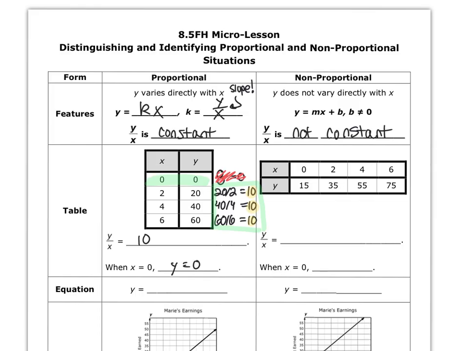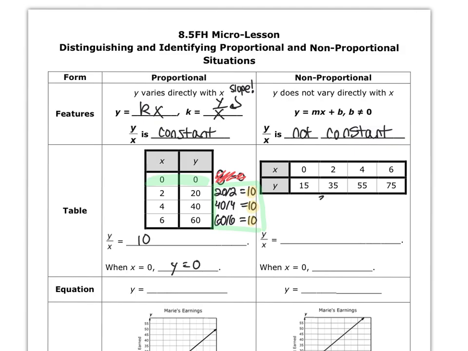For non-proportional relationships, it's different. Check it out. So here we have 15 over 0. I'm not even going to write that because that would be undefined. In fact, I did write it. Let me erase it. We can't divide by 0. We get an undefined value. So I'm going to skip that row.